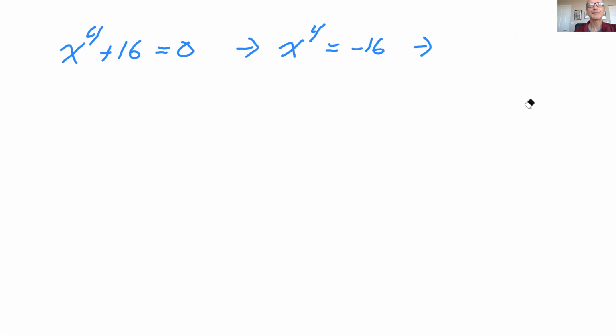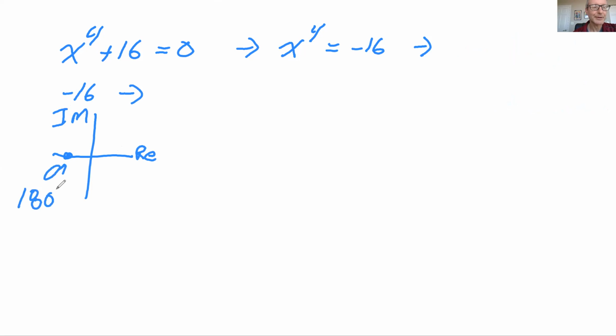So if we take minus 16, how do we represent that in trig? Well, this is going to be here, because this is real and this is imaginary. So what is this angle? 180 degrees, right? So that would be 180 degrees. And what's the R value? The R value is going to be 16.